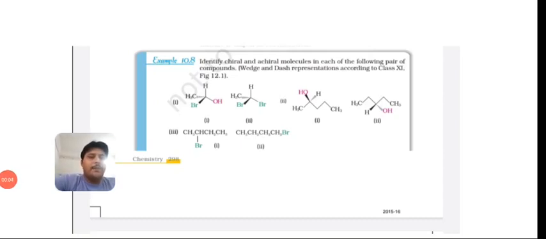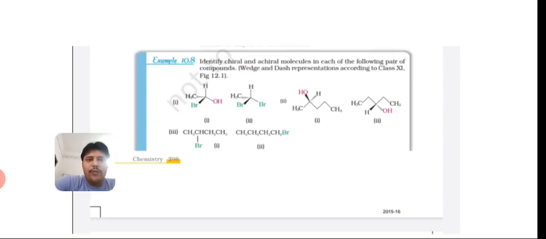So at last, let's discuss some questions which are based on chiral and achiral. The question is: identify chiral and achiral molecules in each of the following pairs of compounds. So students, there are a total of 3 pairs. For such kind of question, I already told you during the explanation of chiral and achiral, you just find the central carbon and see whether the central carbon is asymmetric or symmetric.